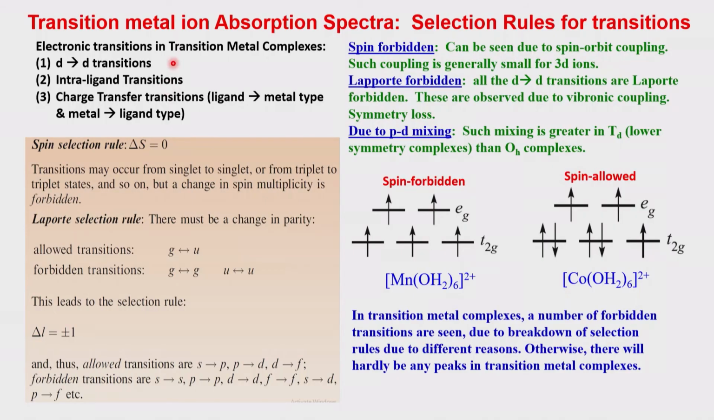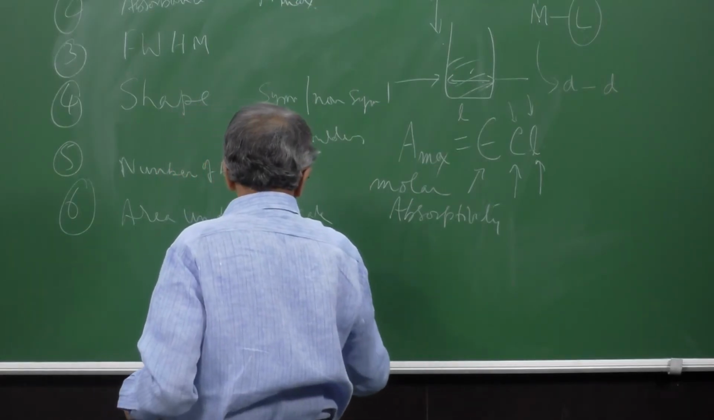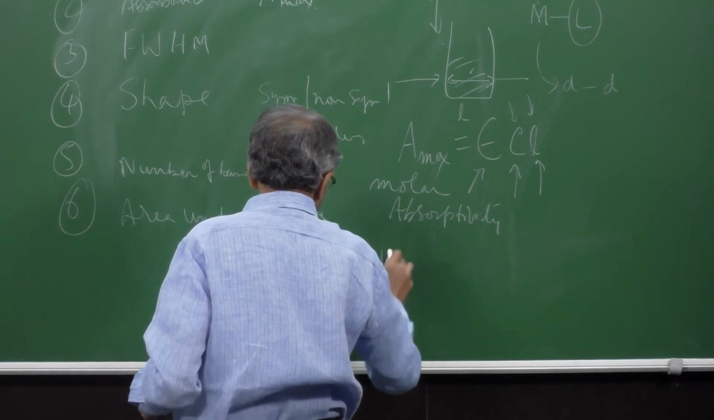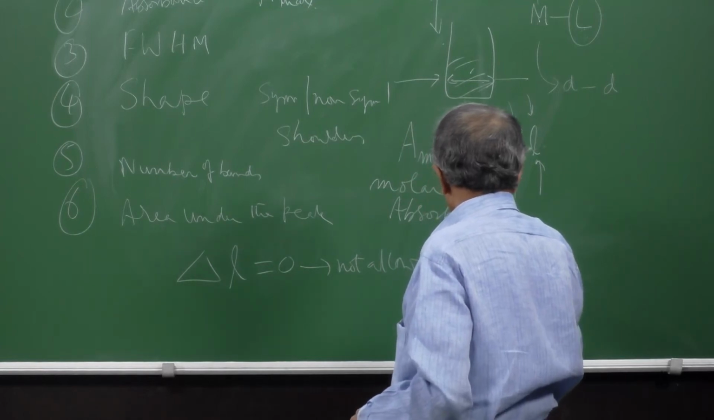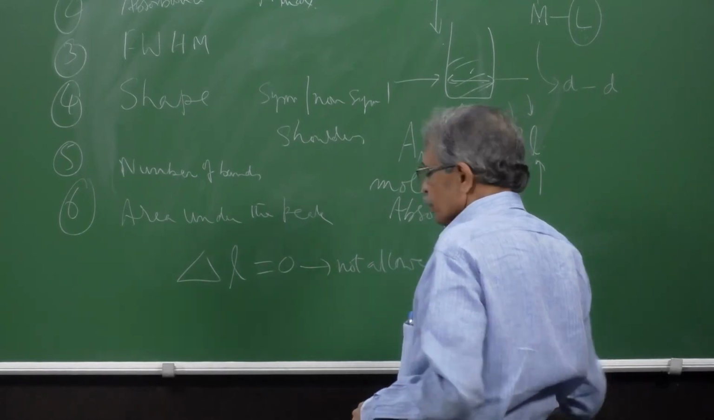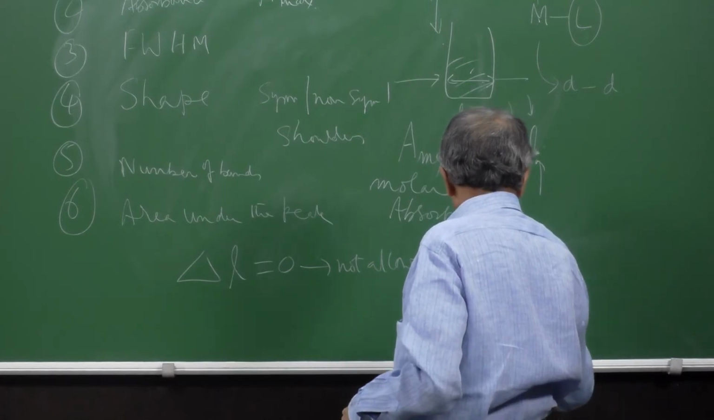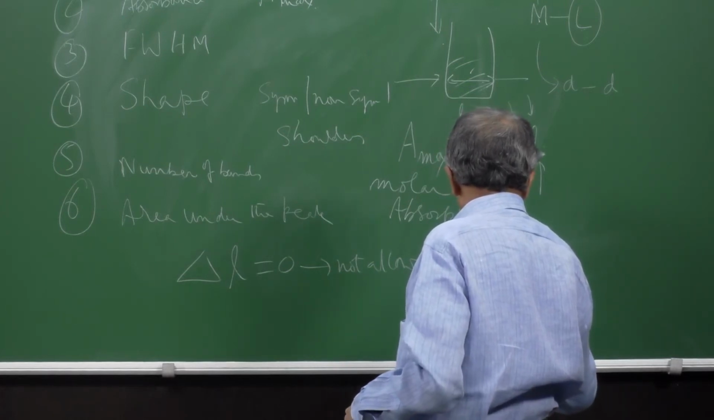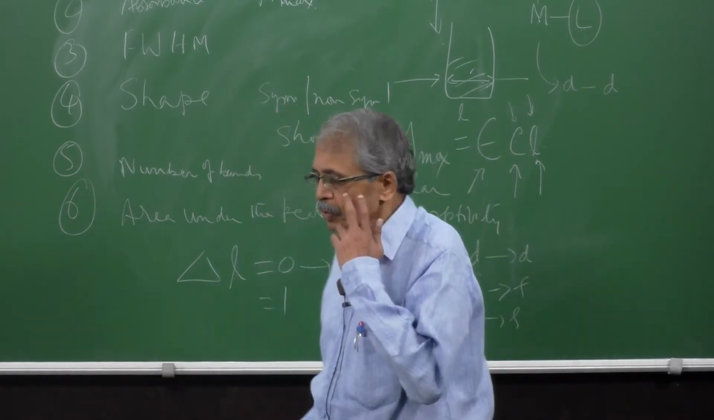Now coming to the transition metal, once again, what kind of transitions are allowed? The azimuthal change, delta L equal to 0, is not allowed. What does that mean? It means D to D transitions are not allowed, F to F not allowed, S to S not allowed. But what is allowed is delta L of plus or minus 1.